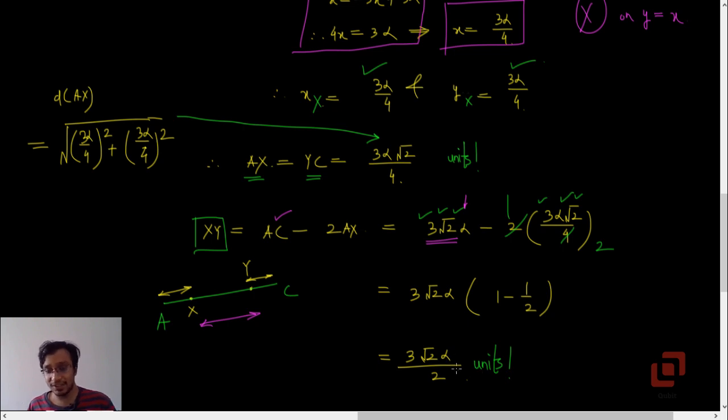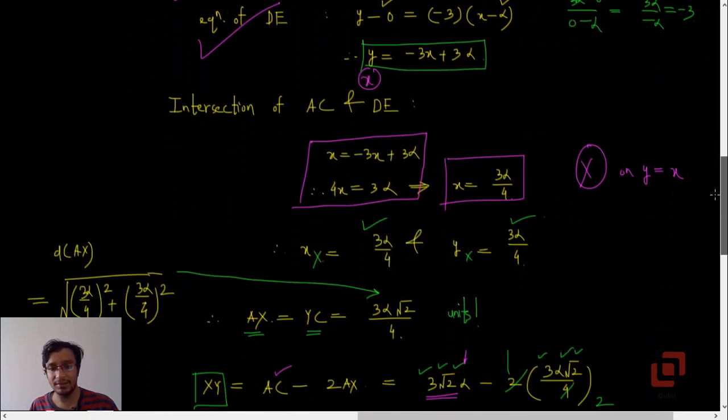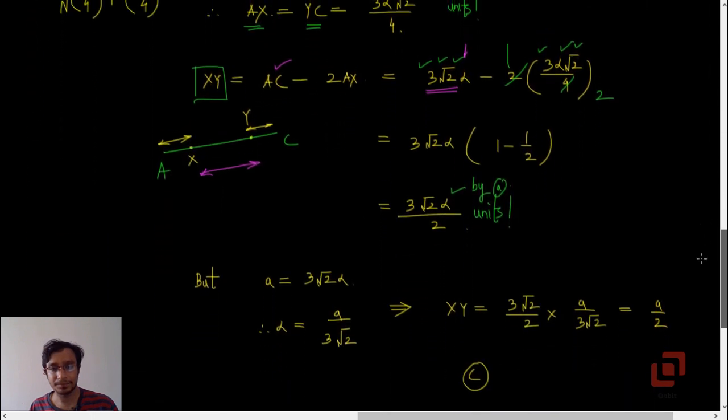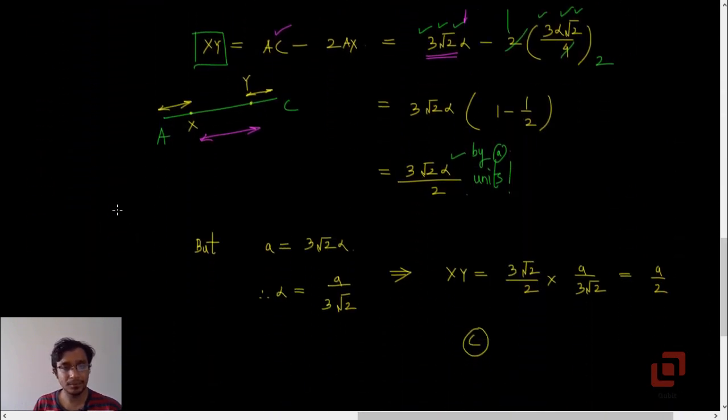Okay, see, now we are almost there. All we now need to do is replace alpha by a. Okay, so let's go back to our figure. 3 alpha is actually a by root 2. Okay, so from that we can easily get alpha in terms of a. So a by root 2 is 3 alpha, or a equal to 3 root 2 alpha. Yes, so put this alpha as a upon 3 root 2 here.